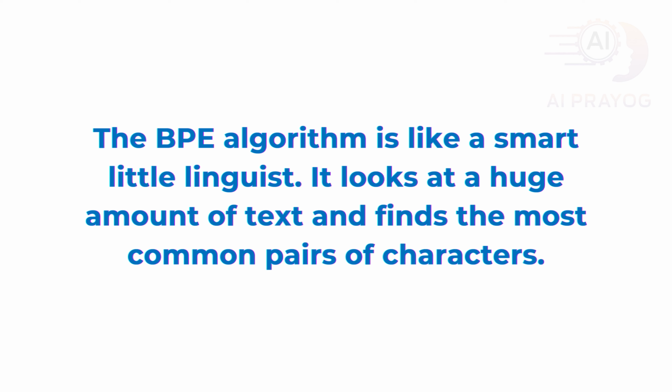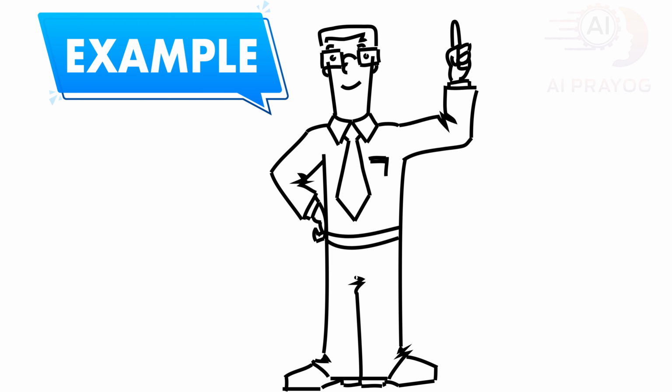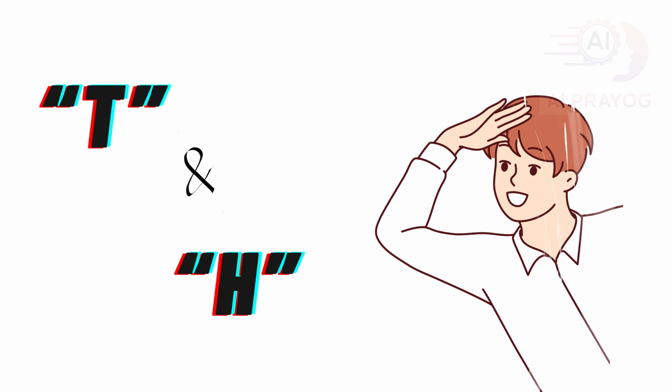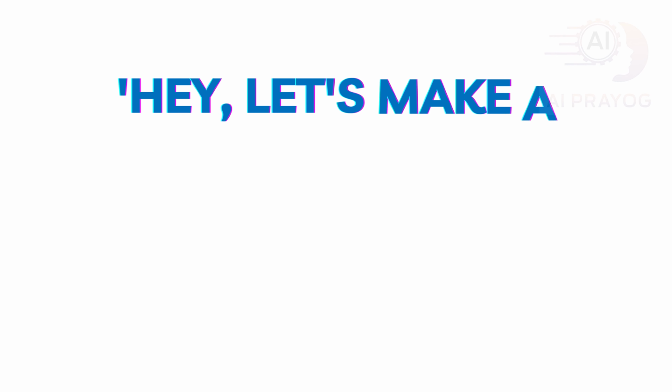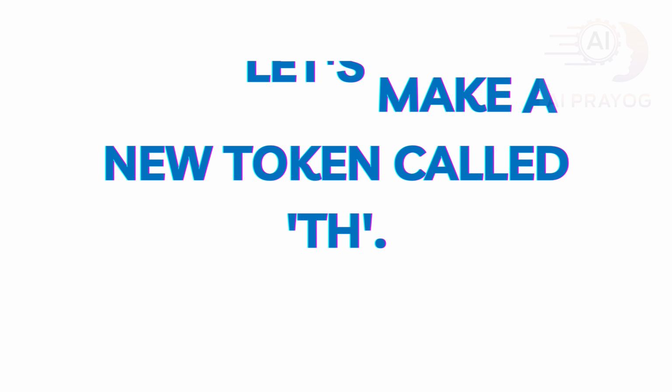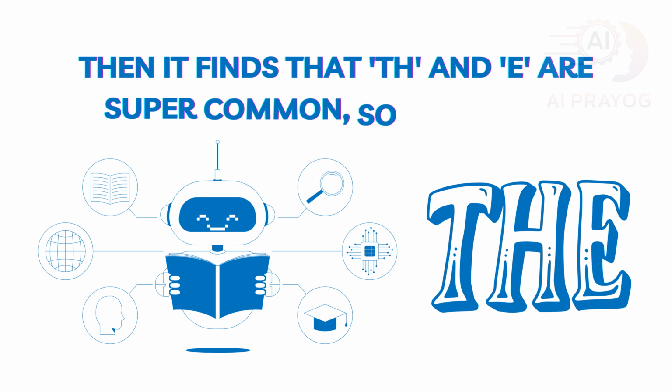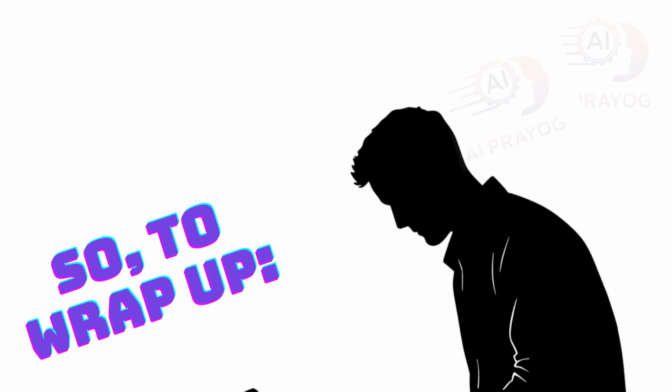The BPE algorithm is like a smart little linguist. It looks at a huge amount of text and finds the most common pairs of characters. For example, it might find that T and H almost always appear together. So, it says, hey, let's make a new token called TH. Then it finds that T, H, and E are super common, so it creates the word, the. It keeps doing this, building a vocabulary of the most frequent words and word parts, giving it a vocabulary that is both flexible and efficient.